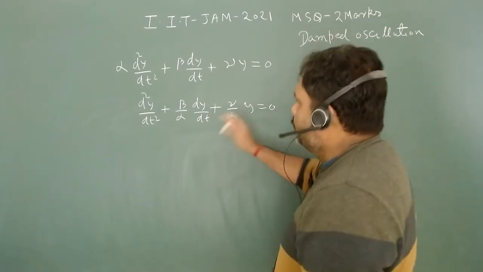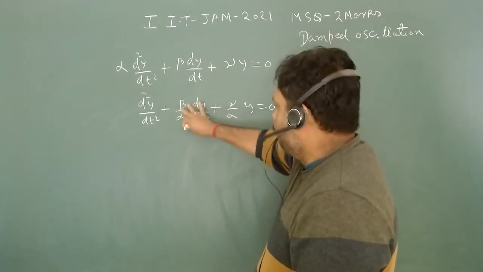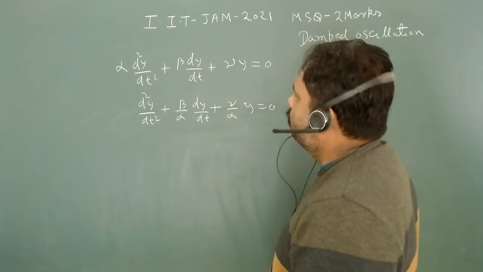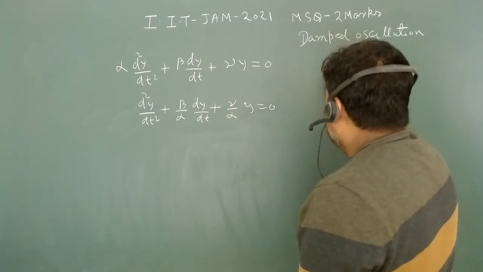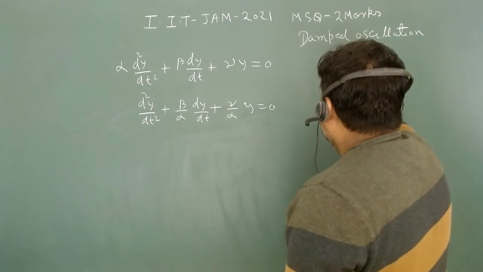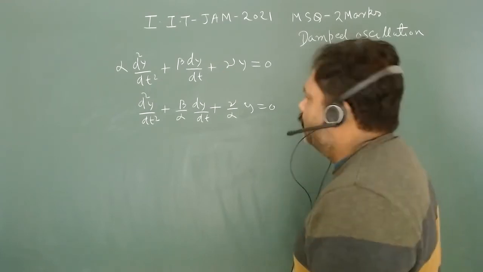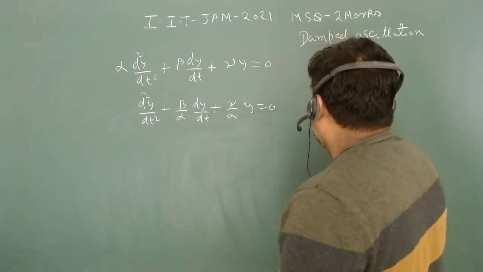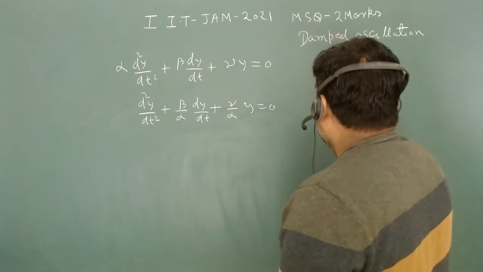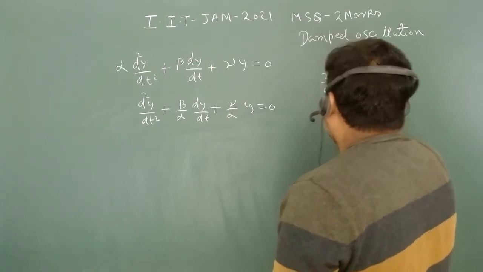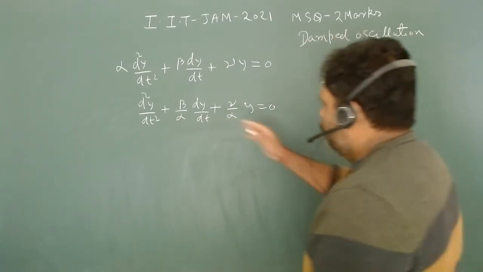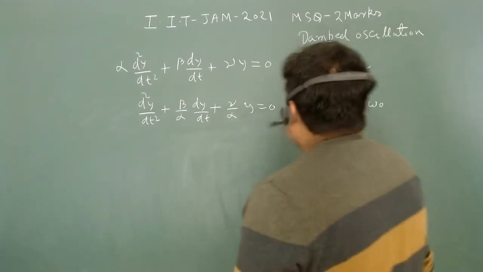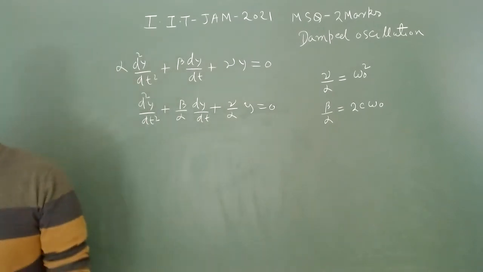So in general, this part is all about the damping part, and this is all about the restoring part of the force. So we can put that gamma upon alpha is equivalent to omega naught square. And we can put beta upon alpha equal to, let's say, 2c omega naught. And why are we putting it? Because I just want to use only one parameter, that is omega naught, to analyze the problem.